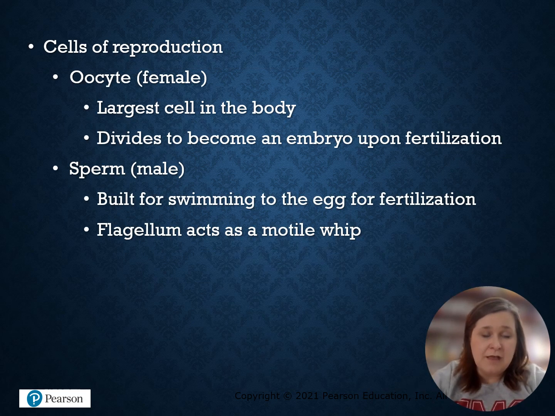We're going to have cells of reproduction too, right? We have oocytes. That's just the very fancy science word for egg. This is going to be the largest cell in the body, and this is what divides to become an embryo upon fertilization. Then we can also have sperm cells.